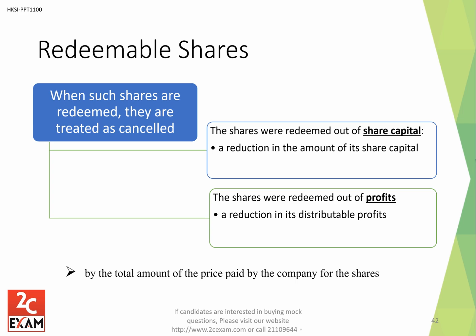The company needs to pay the shareholders to buy back the shares from them. If the source of funds is share capital, the company's share capital will decrease. If the source of funds is profit, the company will reduce the amount of profit distribution. If both of the above apply, the share capital or distributable profit will be reduced proportionally. Regardless of the method, the reduction should be equal to the total amount of the share purchase price. With this information, you should have a good understanding of redeemable shares.